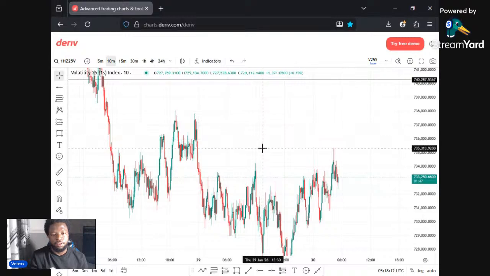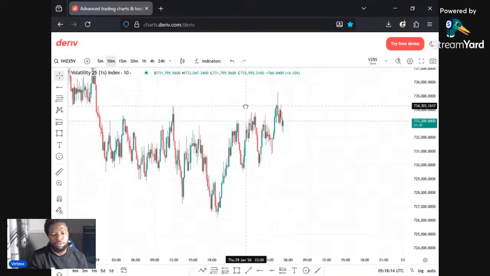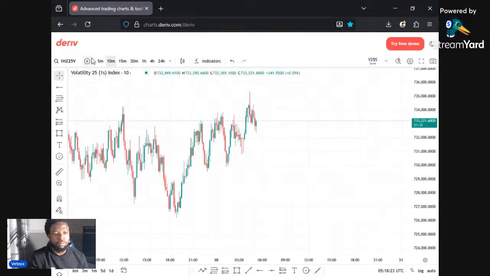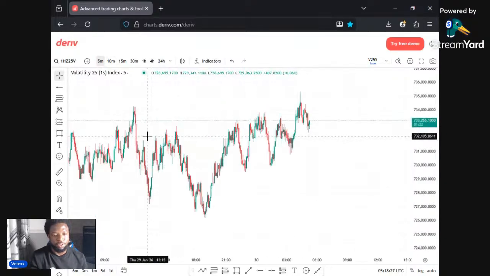Let's see until price gives us a clear structure, then we can start taking trades on it. But for now, I think it's better to sit on our hands because there's nothing on the chart.